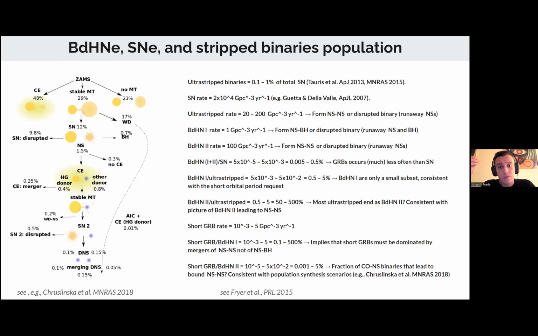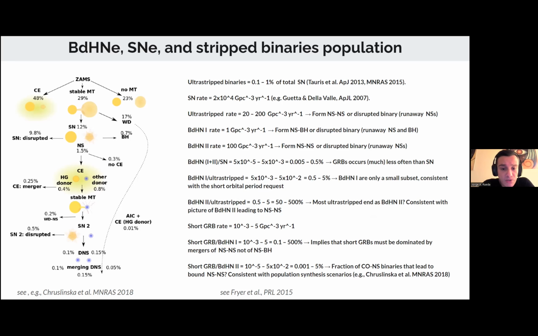But as I mentioned, there is actually a subclass of these that can also be more energetic and form neutron star-black hole binaries in a BdHN, binary-driven hypernova type 1. So the BdHN1 rate is 1 per gigaparsec cubed per year, and the BdHN2 is 100. So the entire ultra-stripped to supernova ratio is very small, less than 0.5%. I agree with the numbers of Massimo yesterday. So we know ultra-stripped binaries occur much less often than supernovae because they need special conditions to form. The ratio between BdHN1 and ultra-stripped is between 0.1 and 5%. So this confirms that BdHN1 are a small subset.